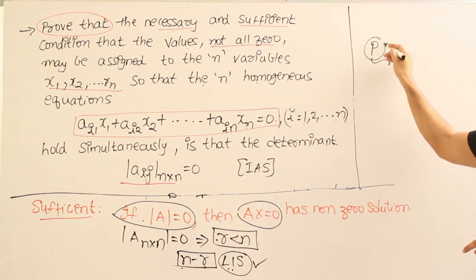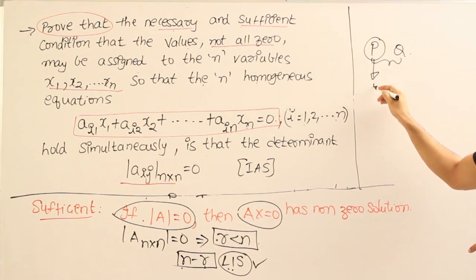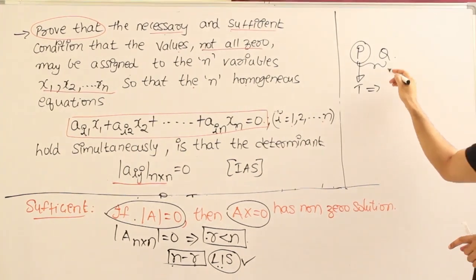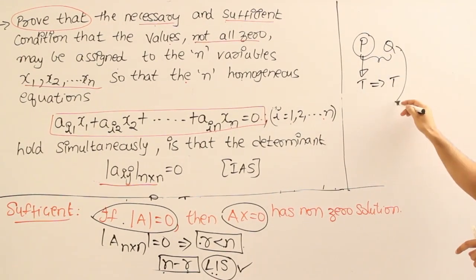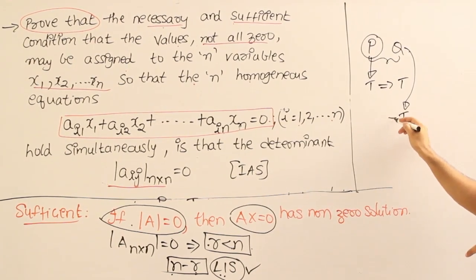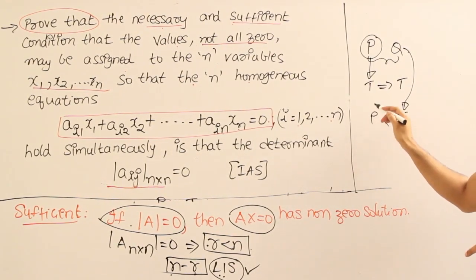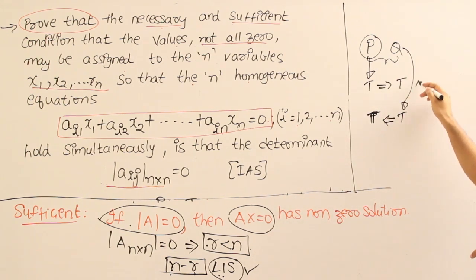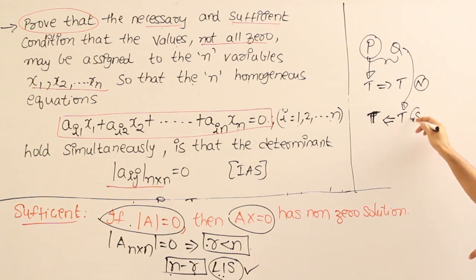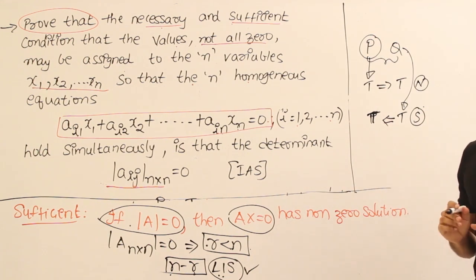What does it mean? Assuming that P is true, we have to derive that Q is true. Okay, and what is the other one? Assuming that Q is true, we have to derive that P is true. If you can do both of them, then necessary and sufficient conditions are proven, right?